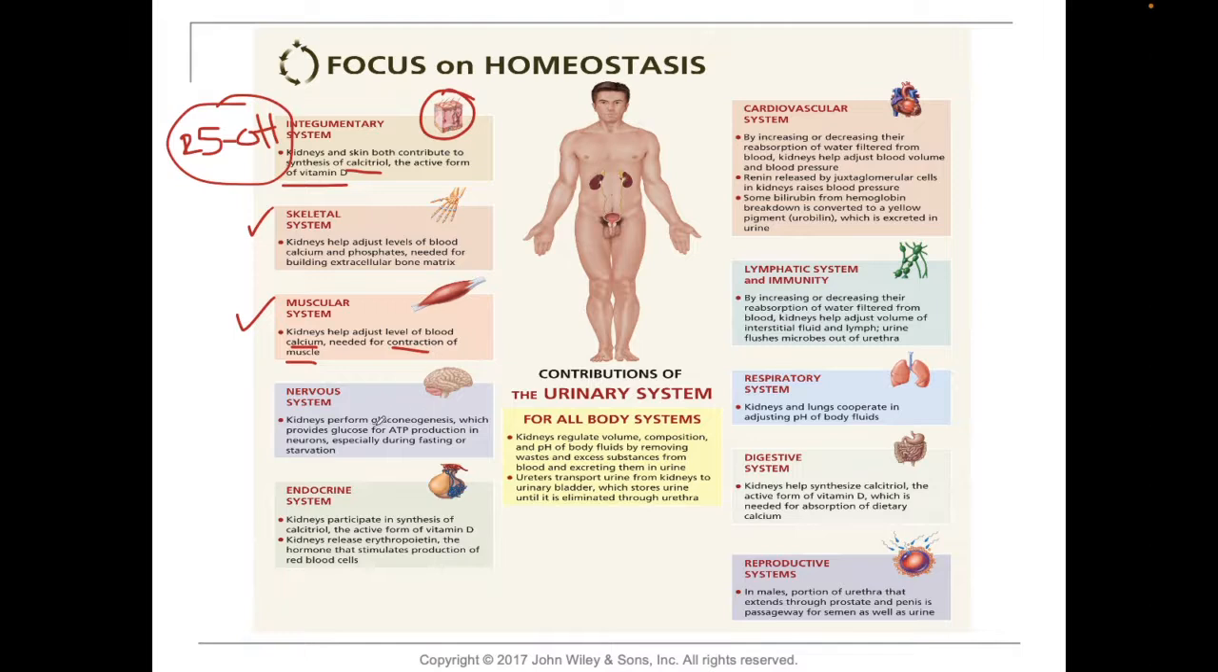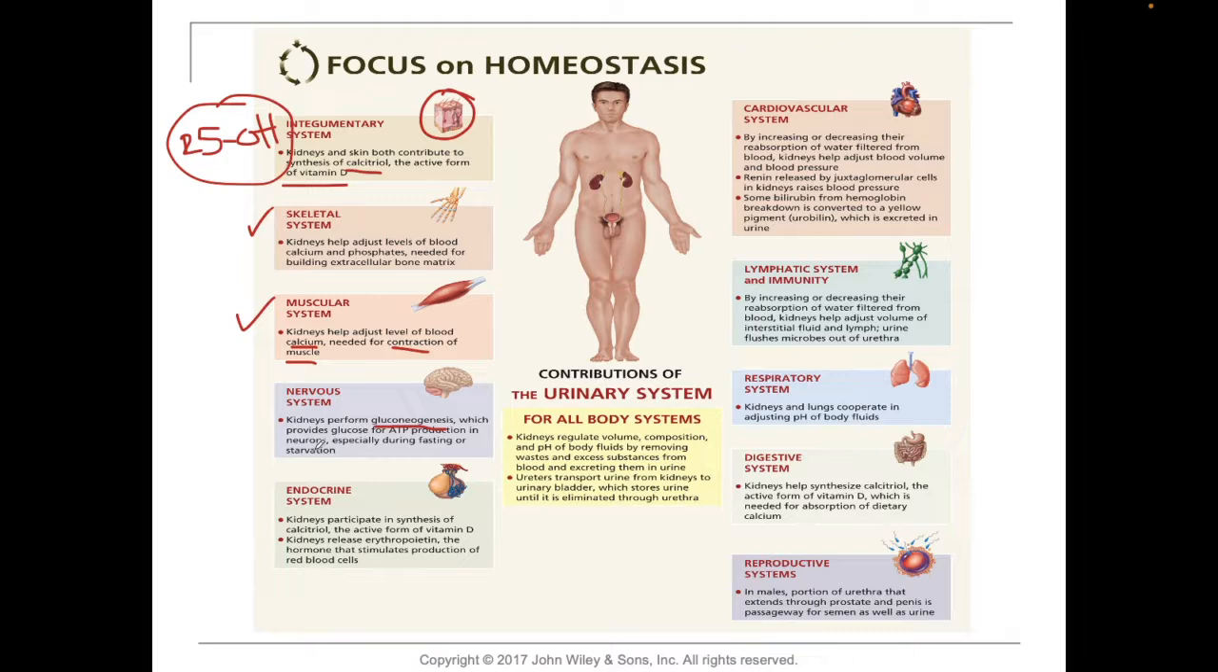The kidneys also perform gluconeogenesis, which means being able to produce glucose from non-sugar forms. That's gluconeogenesis, forming new glucose. So the kidneys perform gluconeogenesis, which provides glucose for the ATP production in neurons, especially when a person's in a fasting state or they're hungry and they haven't eaten in a while.